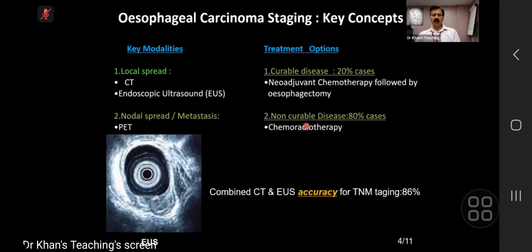Now, at times you do neoadjuvant chemotherapy. Nobody is going to ask you about it. This is just for your knowledge. And combined CT and ultrasound, EUS has quite a good 86% accuracy.